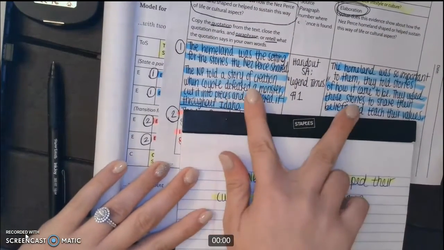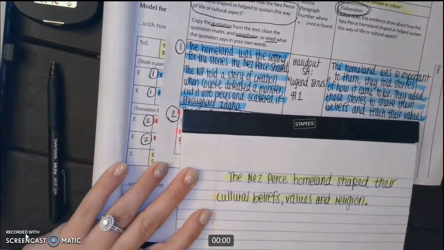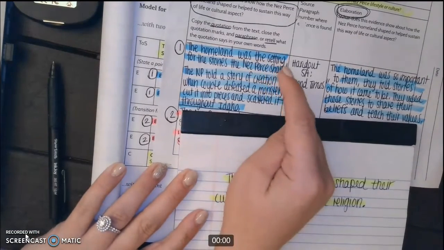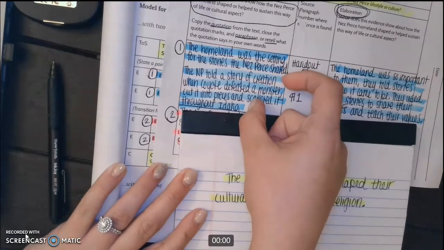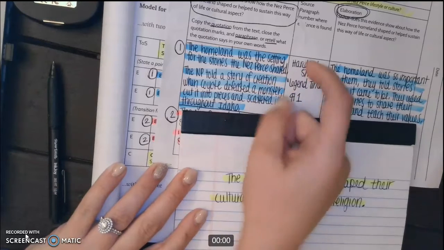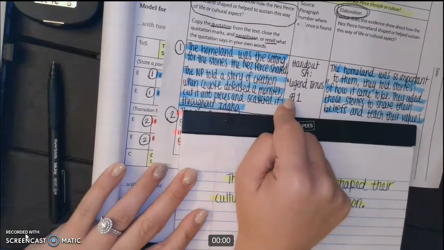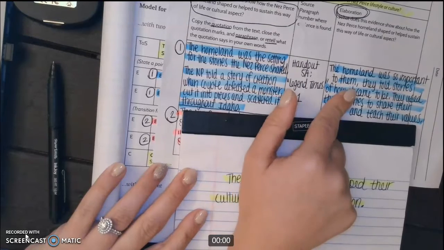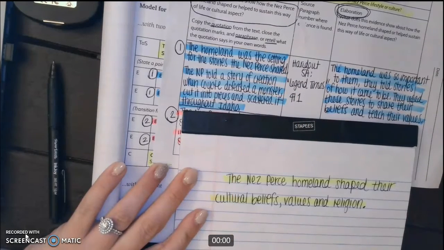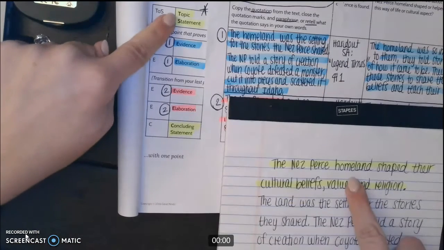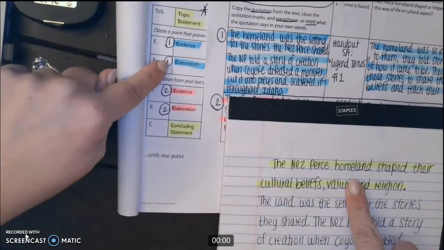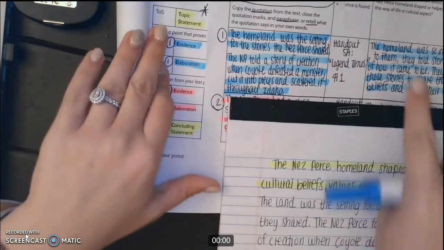So here's my first point. I'm going to take a second. I'm going to write my point. I'm going to add the evidence. And if I add evidence that's straight from the text, I'm going to put quotes and I'm going to say where I got it from. And then I'm going to write my elaboration. So after our topic statement comes our evidence and elaboration from our first point.